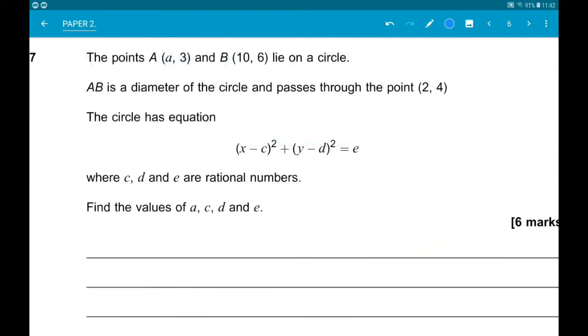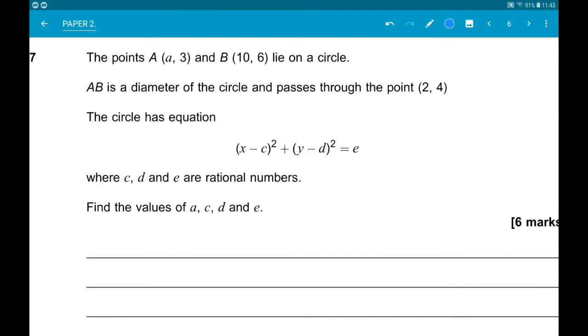Okay, number 7, the points A, 3 and B, 10, 6 lie on a circle. AB is a diameter of the circle and passes through 2, 4. The equation of the circle is x minus c squared add y minus d squared equals e squared, where c, d and e are rational numbers. Find the values of a, c, d and e. Okay, quite tricky. So, the diameter is the key to pretty much all of this.